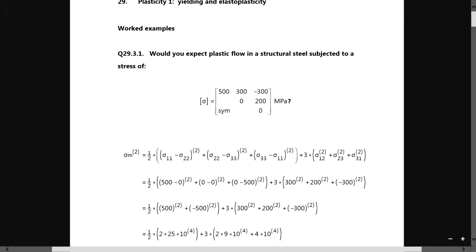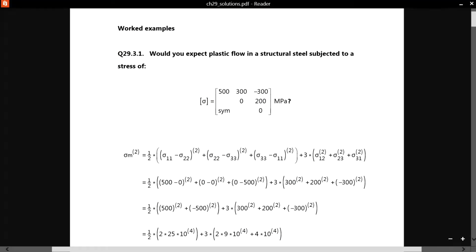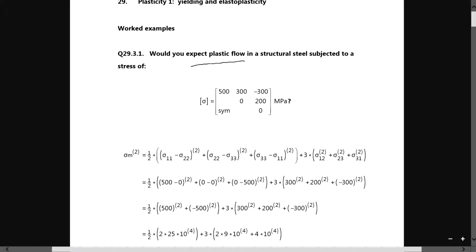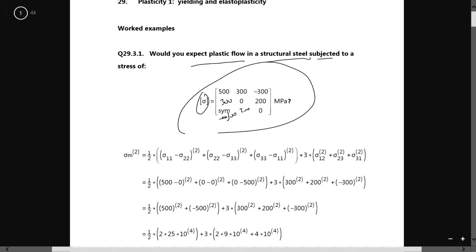It would be best if you were to do some examples, so let's start. Would you expect plastic flow in a structural steel subjected to a particular stress? This is symmetric, meaning it's 300, minus 300, and 200 over here. So with this particular stress, will you experience plastic flow?